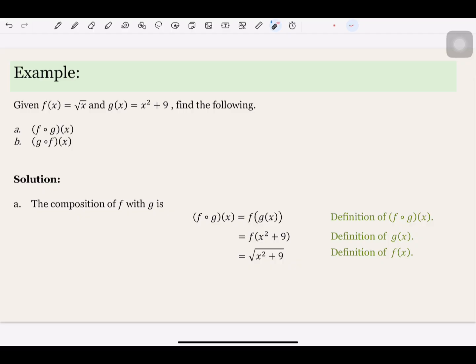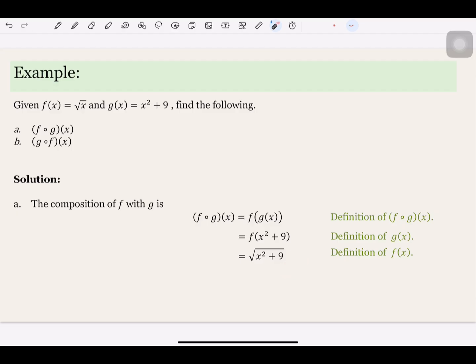And then you have to use the definition of f, because here you have to evaluate f at x squared plus 9. So f of x is square root x, which means you have to take the square root of the input. So here this is the input over here. So you have to take the square root of that function, which will give you this expression. And you are going to stop at this point because you cannot simplify this further.